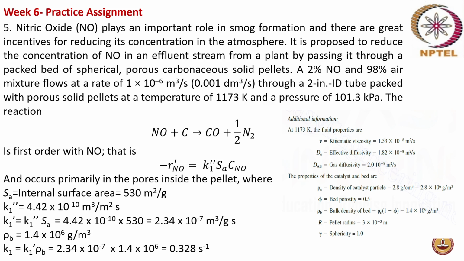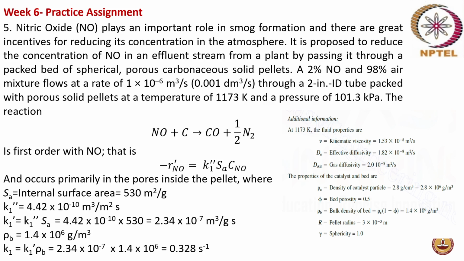So, rho B is 2.8 into 10 power 6 gram per meter cube into 1 minus phi, and phi is 0.5. So, you will have 2.8 into 10 power 6 into 1 minus 0.5, which is nothing but 0.5. So, 2.8 into 0.5 into 10 power 6, you will end up with 1.4 into 10 power 6 gram per meter cube. The bulk density of the bed is 1.4 into 10 power 6 gram per meter cube.